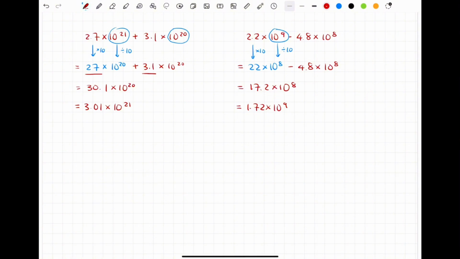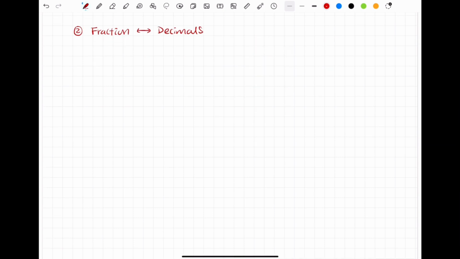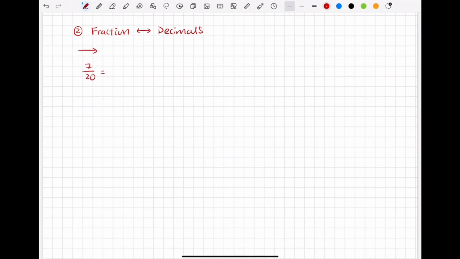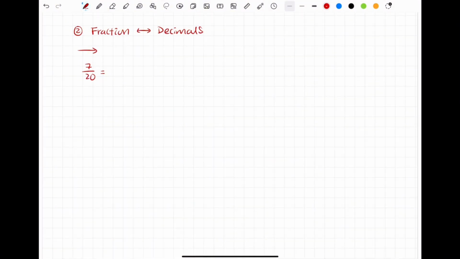Okay, so now moving on to the second part, where we look at the conversion between fractions and decimals. To convert fractions to decimals, there are two different methods. For example, 7 over 20. Now, if we can write this fraction as over 100, that means we'll be able to write it as a decimal easily. I can multiply numerator and denominator by 5 to get 35 out of 100. Then, as a decimal, this is 0.35.